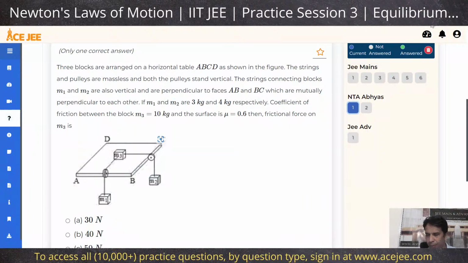Yes. Okay, good. So figure out the net force acting on M3, and that should be equal to, and what is the net force, by the way? Square root of M1 square plus M2 square into G, right? G times square root of M1 square plus M2 square. I'm sure that's the force you got, right? So that is equal to mu times M3G. Okay.